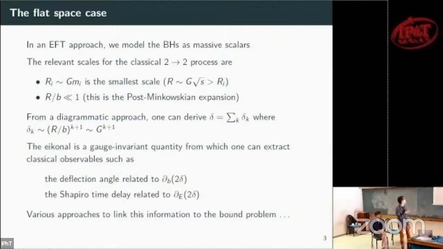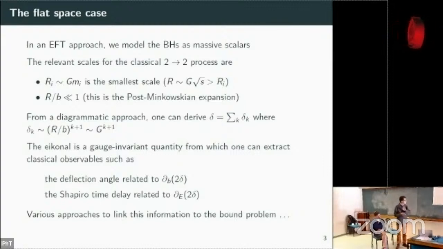Sorry, here I have a mistake. I think I should have this, the deflection angle. The leading eikonal basically goes like G, the subleading eikonal goes like G squared, the sub-subleading eikonal goes like G cubed, and so on and so forth. Very good. So this is the general idea.